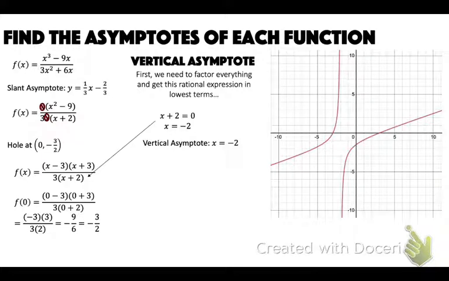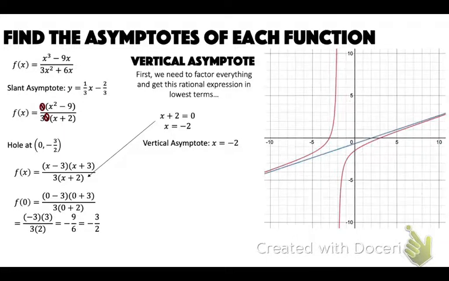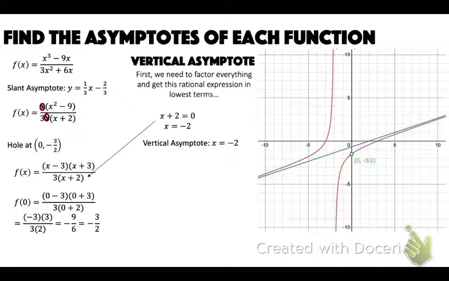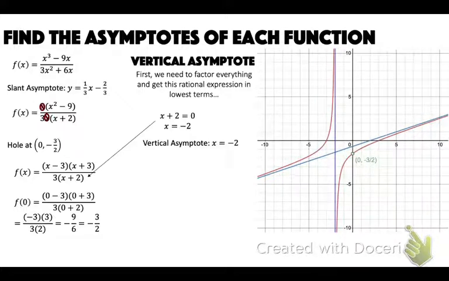Now, if we graph this, which we'll get into graphing next time, I just did this on Doceri, but if you graph it, here's our slant asymptote right there. Here's our hole, and here is our vertical asymptote.